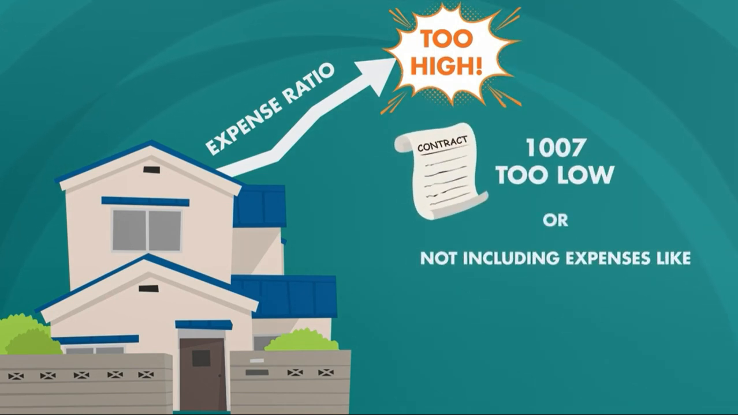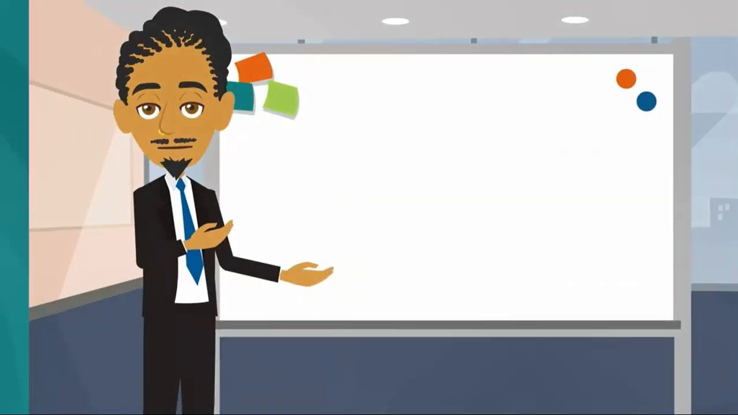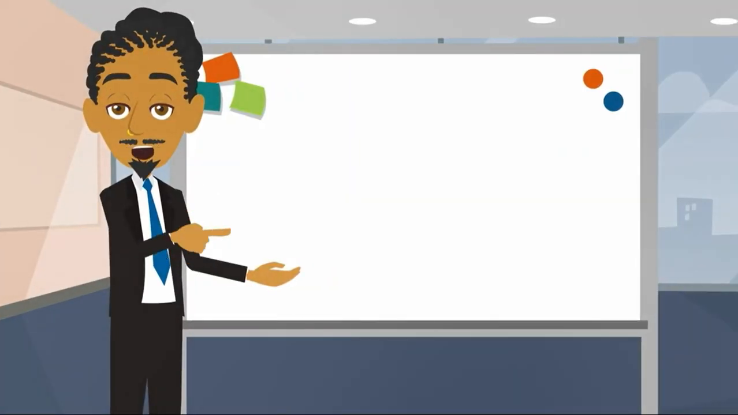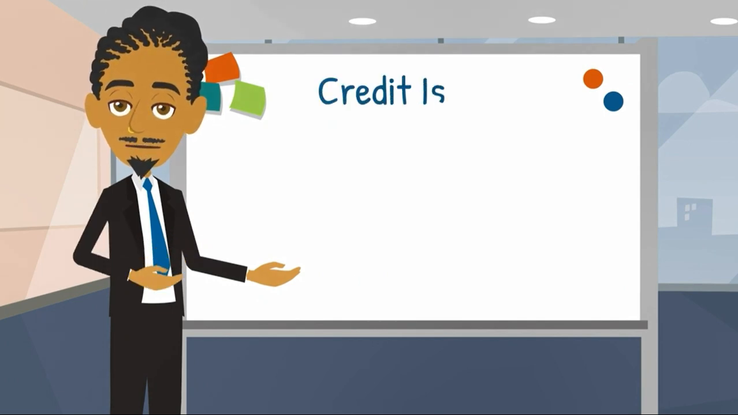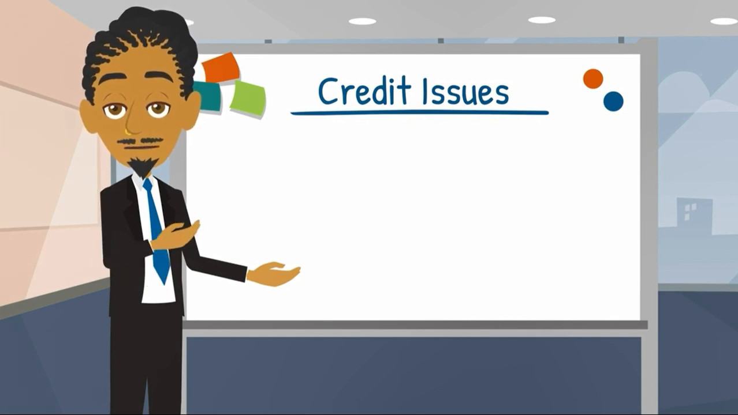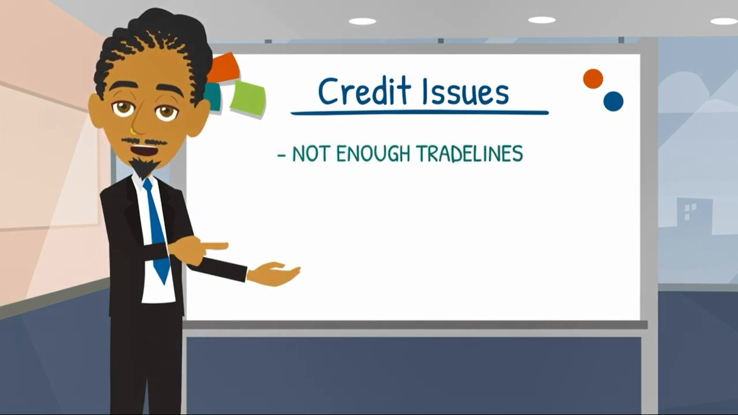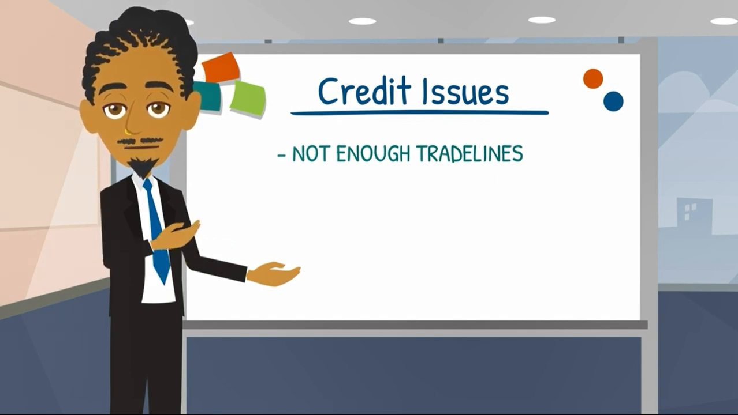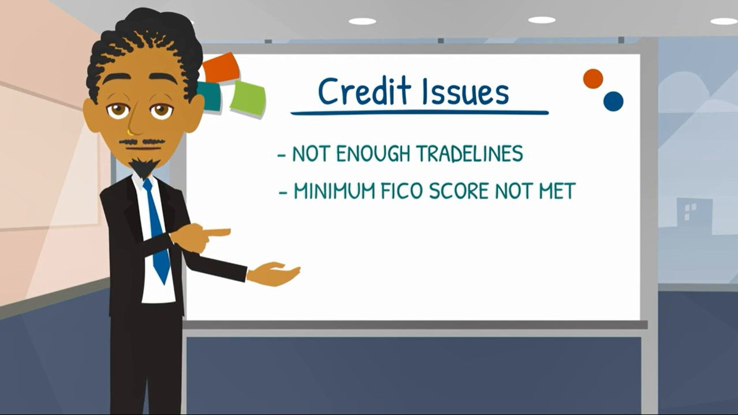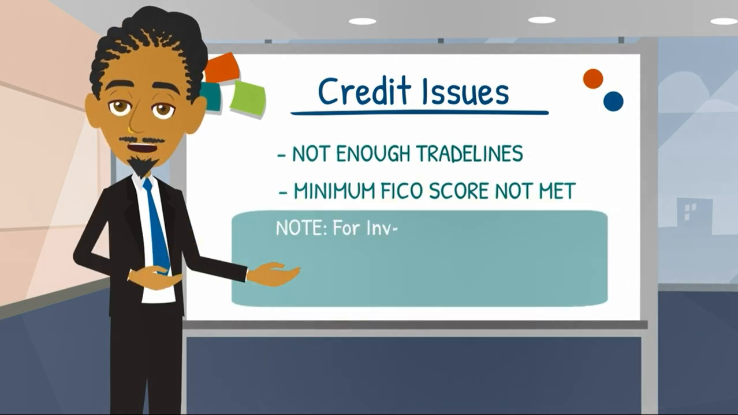Another issue borrowers often run into when getting approved for an investor flex loan is credit issues. As mentioned earlier, both products run into issues with the borrower not meeting the minimum trade line requirements. It is also worth knowing that the minimum FICO score for both products is 640. However, for investor flex loans, the minimum FICO score will be 720 if the borrower is a first-time investor.